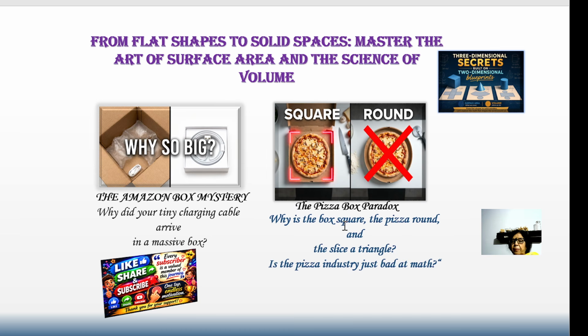The first example is the pizza box paradox. Always you notice that the pizza is circular in shape or round in shape, but whenever it is delivered, it is in a square box. So, what is the reason behind it? There are some different reasons for it. One simple reason is that the square box is made with a single sheet of paper, and so the wastage of paper is avoided.